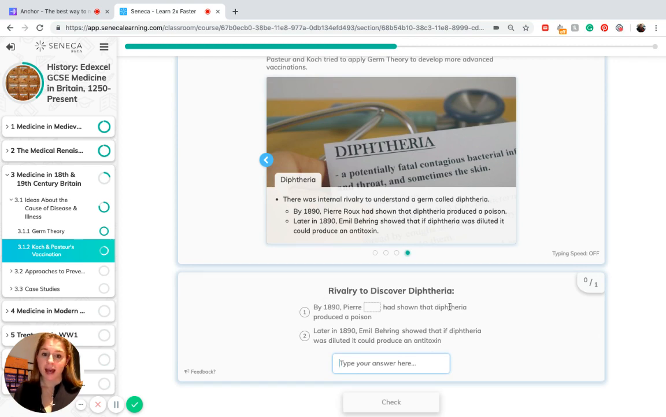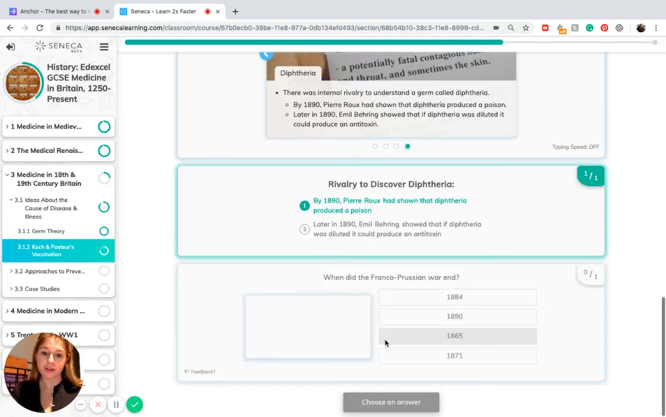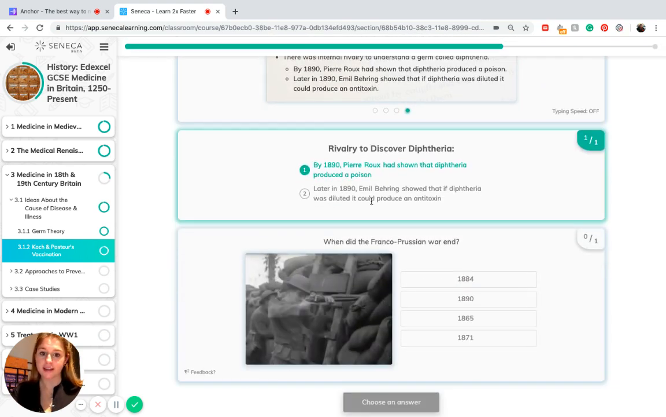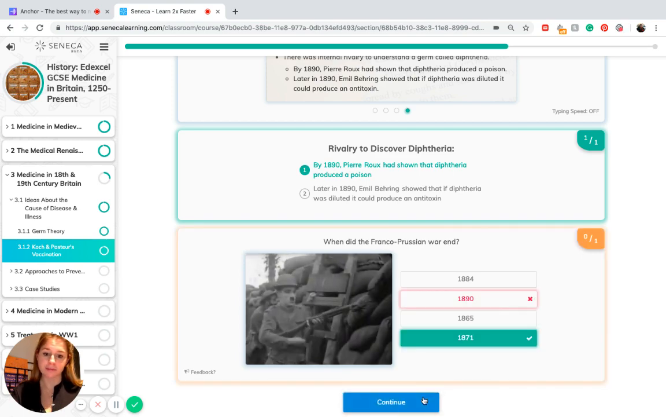So to recap on this rivalry, by 1890, Pierre Roux had shown that diphtheria produced a poison. And later in this year, Emil Behring showed that if diphtheria was diluted, it could produce an antitoxin. So to recap about the rivalry between Koch and Pasteur, we know that the Franco-Prussian War ended in 1871.